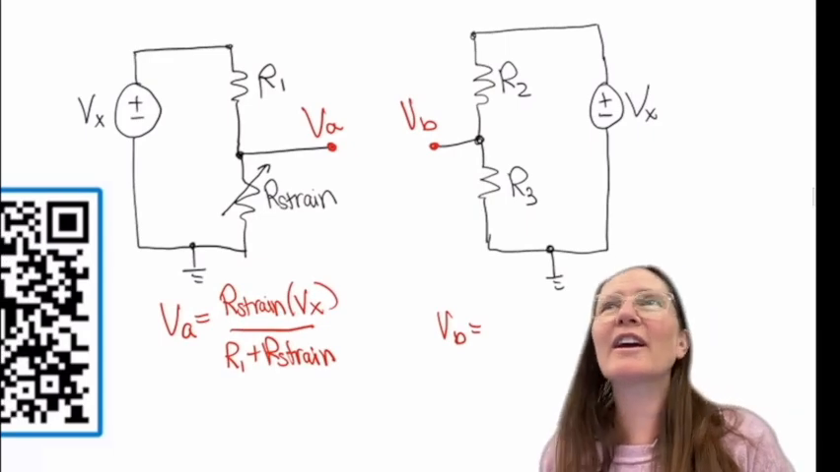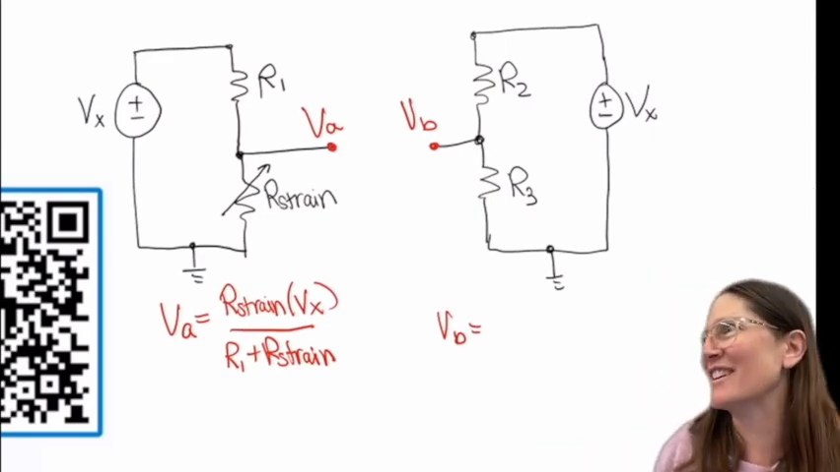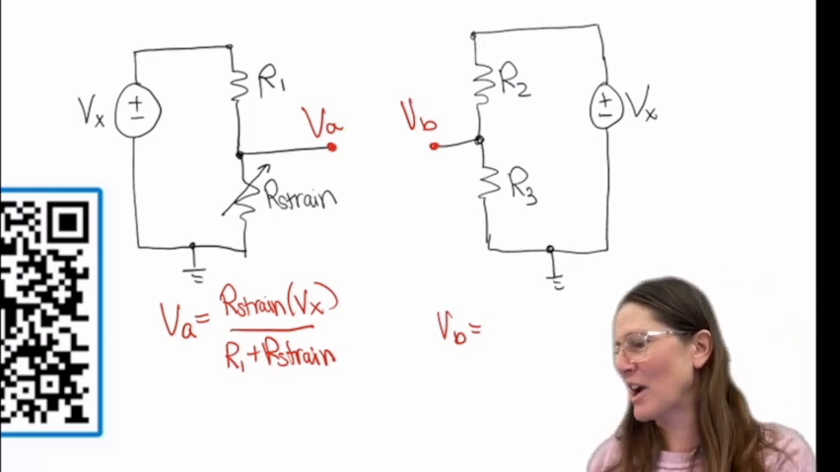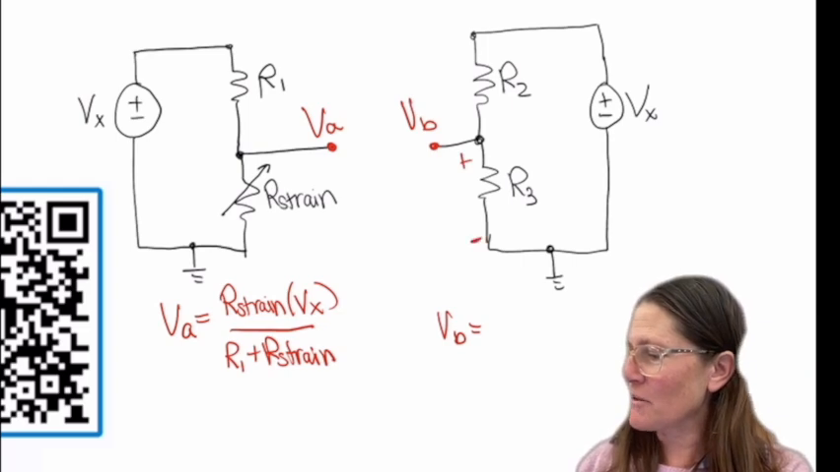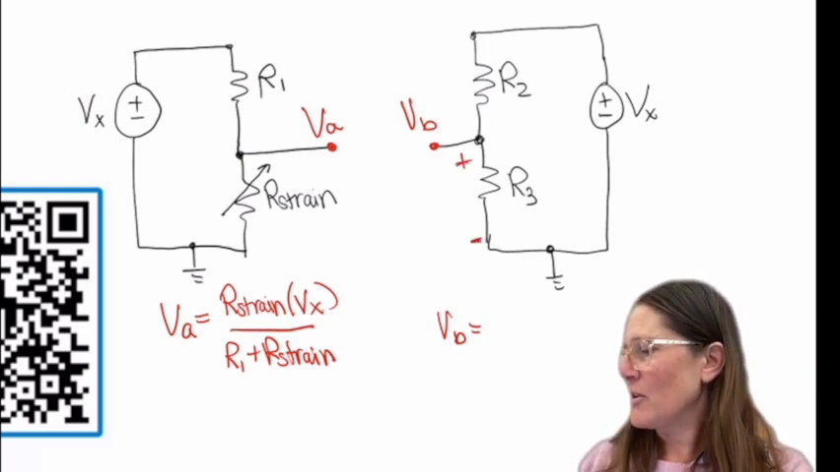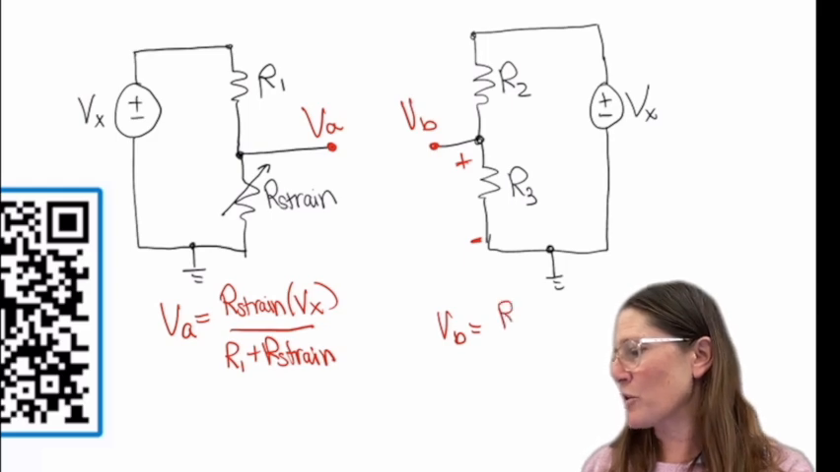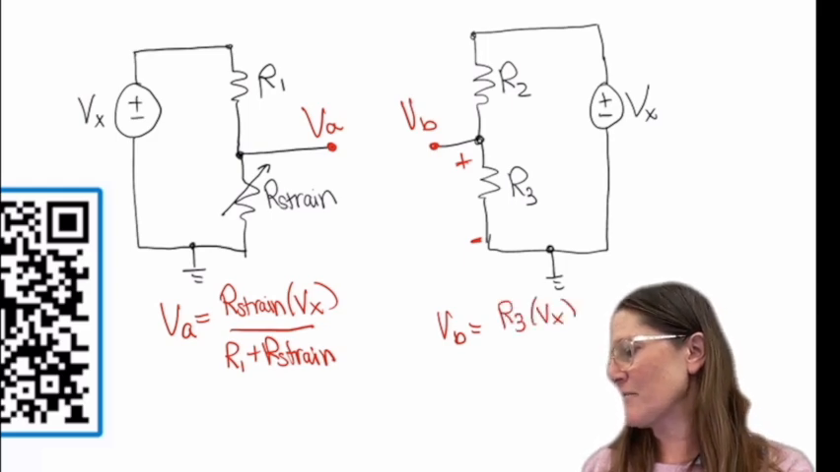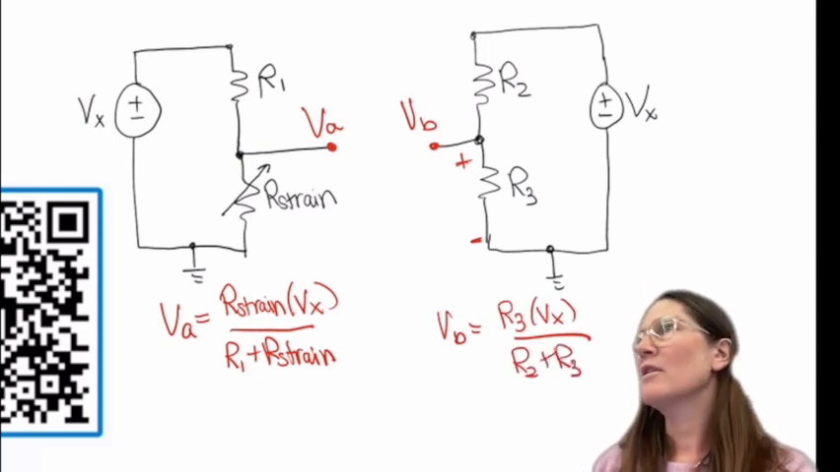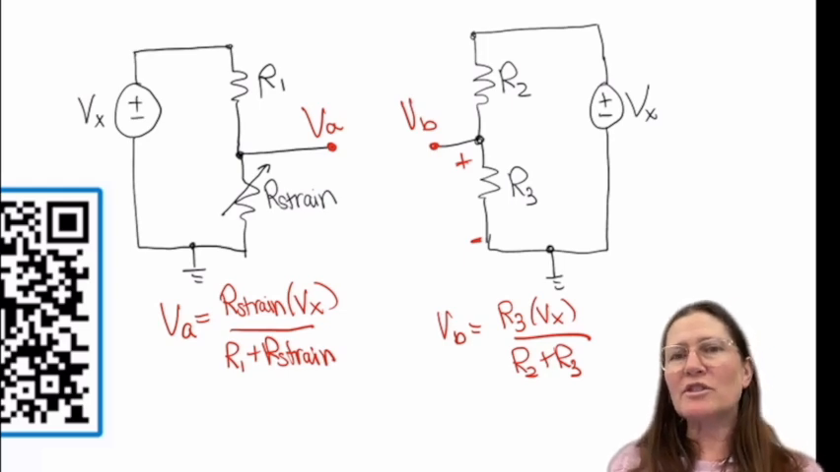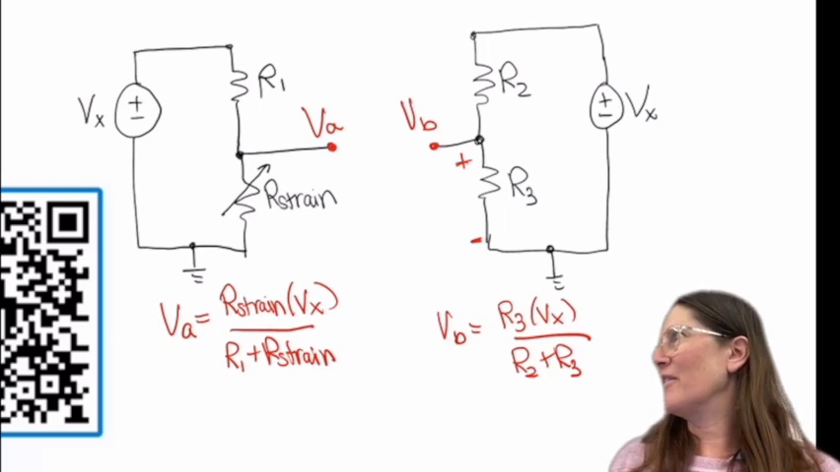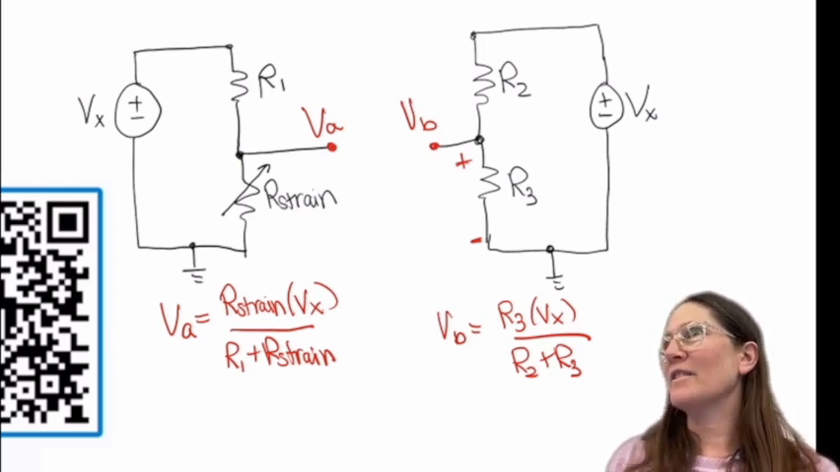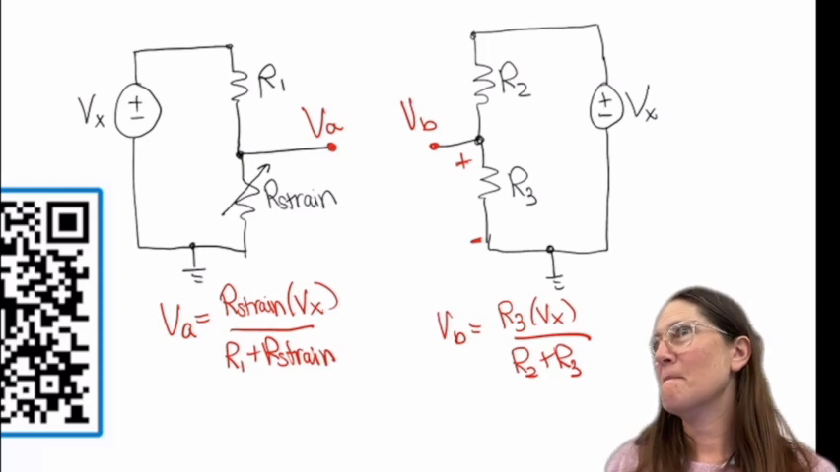Okay, so it looked like there was a good consensus. So people did find that the voltage was across R3. So R3 times Vx over R2 plus R3. All right, questions about that? Yes. Can you just walk through that a little slowly?